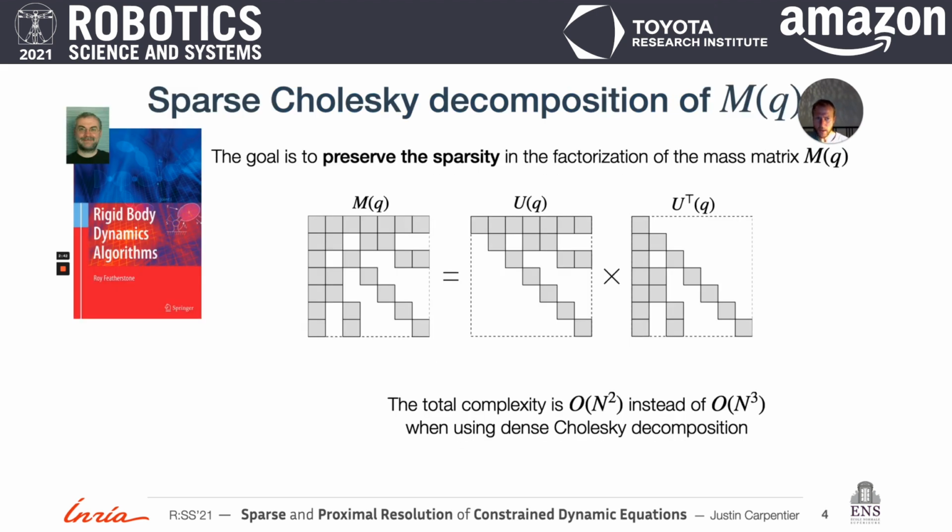In addition to the well-posedness of the problem, we also aim at exploiting at best the sparsity which is inherent to the KKT matrix. For that, we take inspiration from the work of Roy Featherstone in his book Rigid Body Dynamics Algorithms, where he introduced an efficient approach to compute the Cholesky decomposition of the joint space inertia matrix, which has a strong benefit of preserving the sparsity pattern of the kinematic structure.